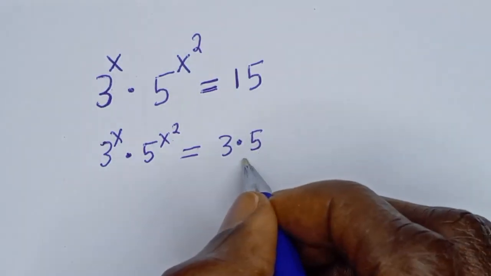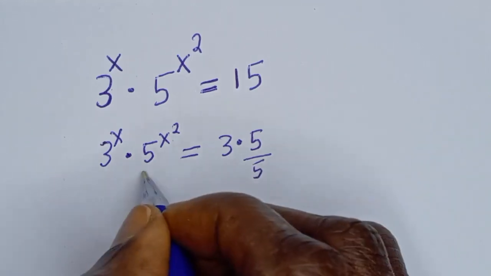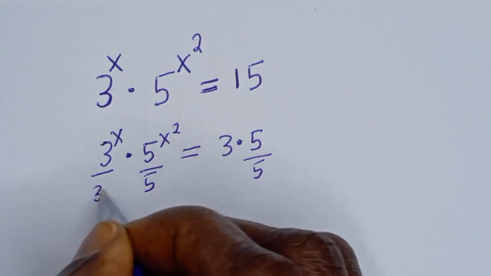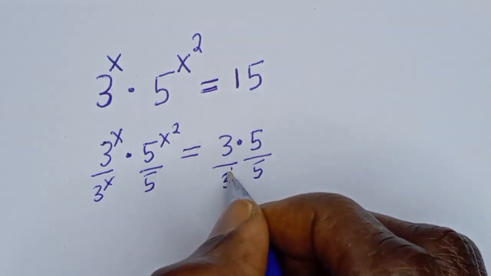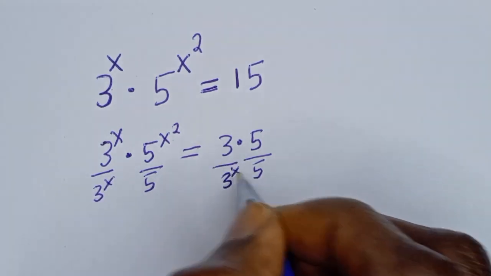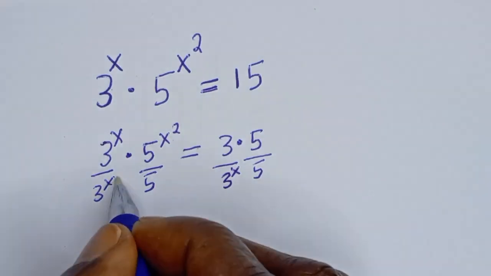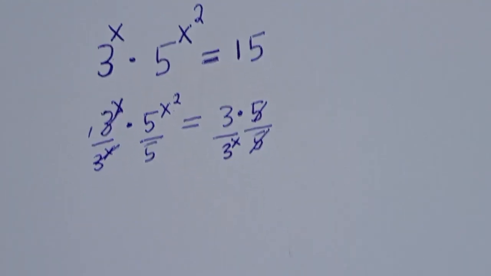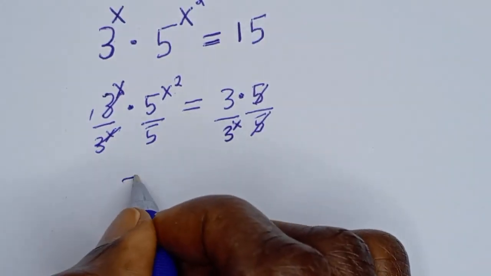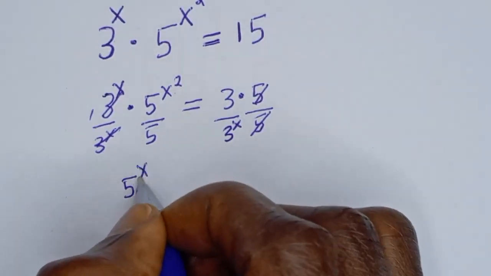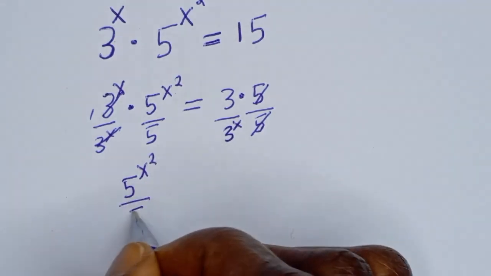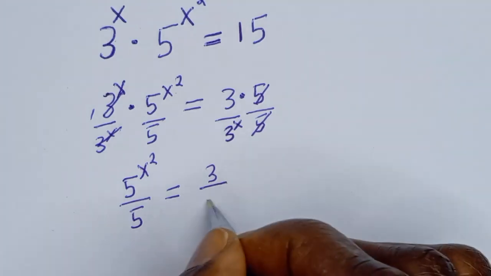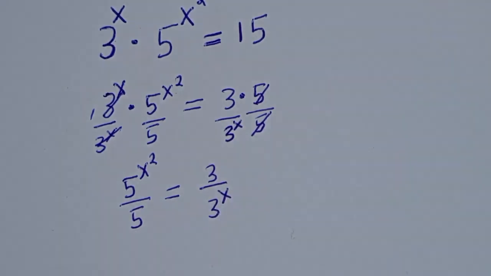Then here, let's divide this by 5 and this by 5. Let's divide this by 3 to the power of s and this by 3 to the power of s. Then this will cancel this, 1. This will cancel this. Here is 5 to the power of s squared divided by 5 is equal to 3 divided by 3 to the power of s.